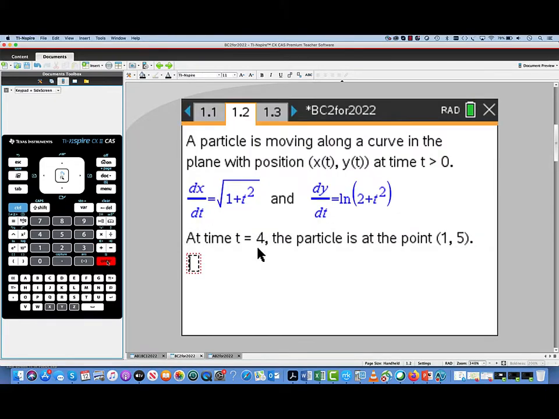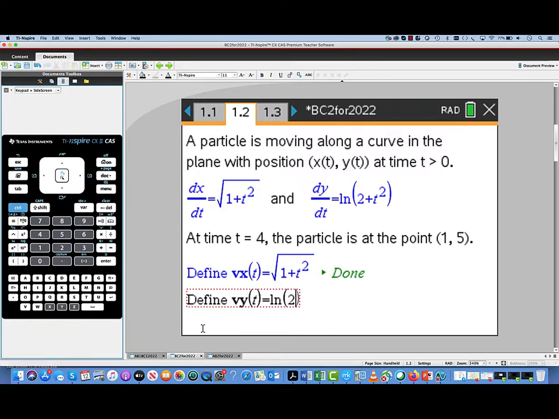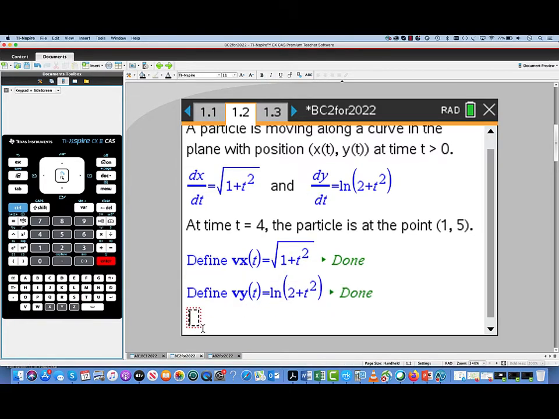Right off the bat, we're going to take that given information and define these as the components of our velocity function. So I'm defining vx of t to be the square root of the quantity 1 plus t squared. And similarly, we're going to define vy of t as the natural log of the quantity 2 plus t squared. So now we've stored away the two components of our velocity vector. Now we can dive into this problem.